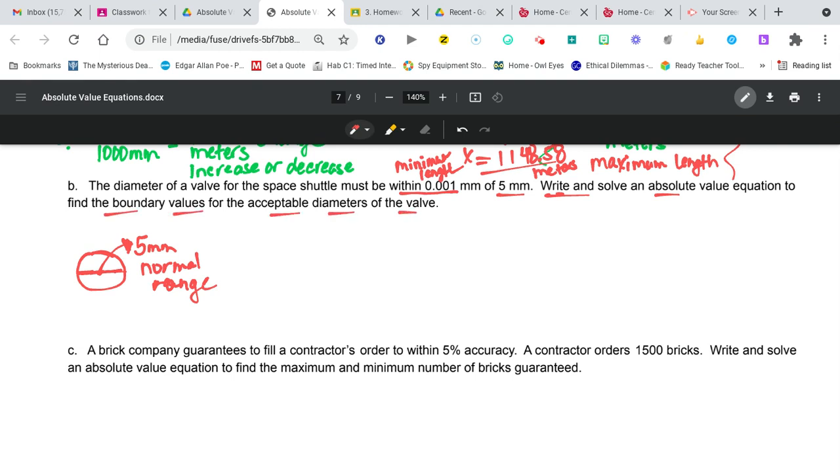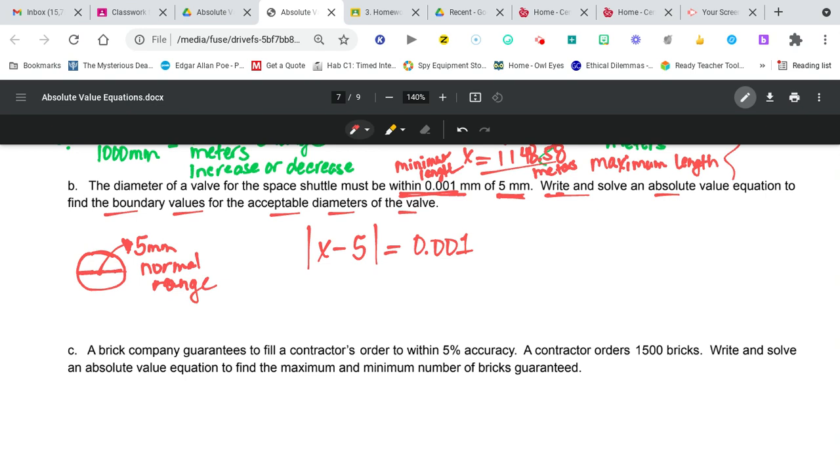All right, so we're going to write and solve an equation to find the boundary values for the acceptable diameter of the valve. Remember, it has to be within that distance of the normal range of 5. So since 5 is acting as our normal range, we write absolute value of x minus 5 equals, and then the change. Well, it could change by 1,000th millimeters. That's the change. So it has to be within that distance from 5, either above it or below it. But that's the only leeway that's allowed when you're talking about space shuttle valves. Okay, you want to make sure you stay alive and nothing blows. Everything needs to stay intact.